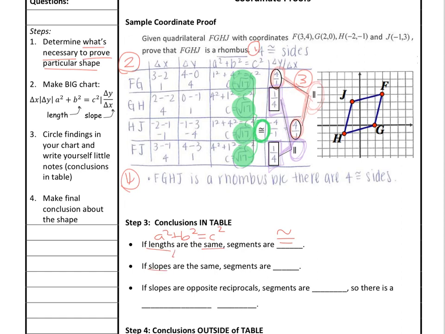If slopes, that's your change y over change x, are the same, then the segments are parallel. But what if the slopes are opposite reciprocals? They're no longer parallel, but perpendicular. And perpendicular lines, remember, make right angles. So there is a right angle. Sorry about my grammar.